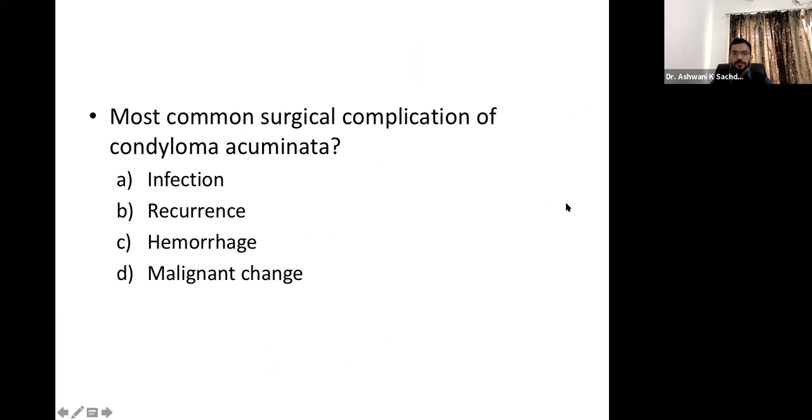So this brings us to the next question. What is the most common surgical complication of condyloma acuminata? Please put your answers in the comment box. So is it infection, recurrence, hemorrhage, or malignant change?